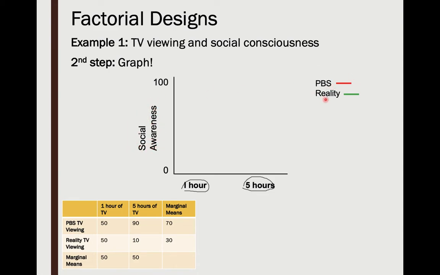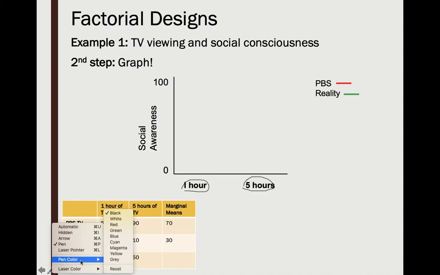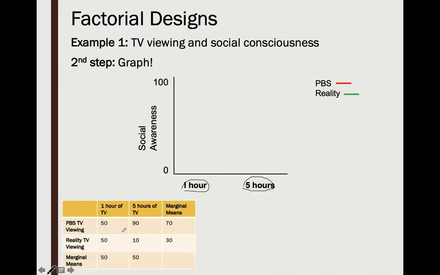And then in our legend here, we have type of program. So this is our other independent variable. PBS, red line, reality, green line. So let's go ahead and graph now that I have a pen. So let's start with our green, reality. So we have reality TV at 1 hour of TV is 50. It's like right in the middle here. And then reality TV at 5 hours is 10. So it goes way down to here. We can go ahead and connect it with a line.